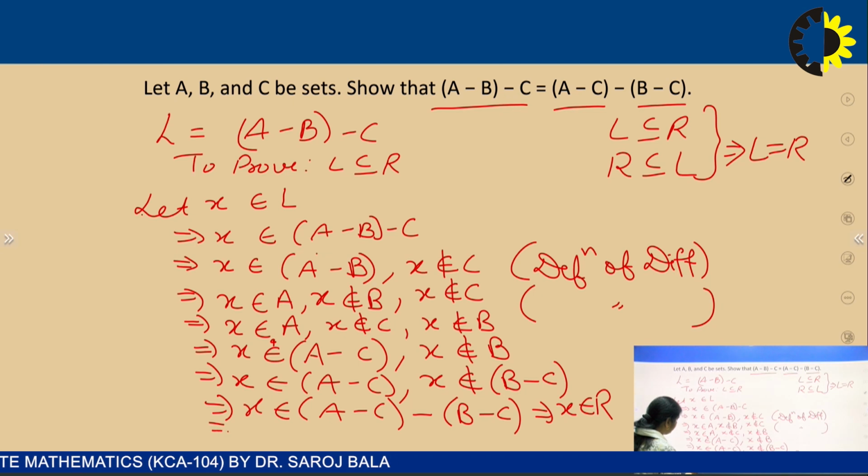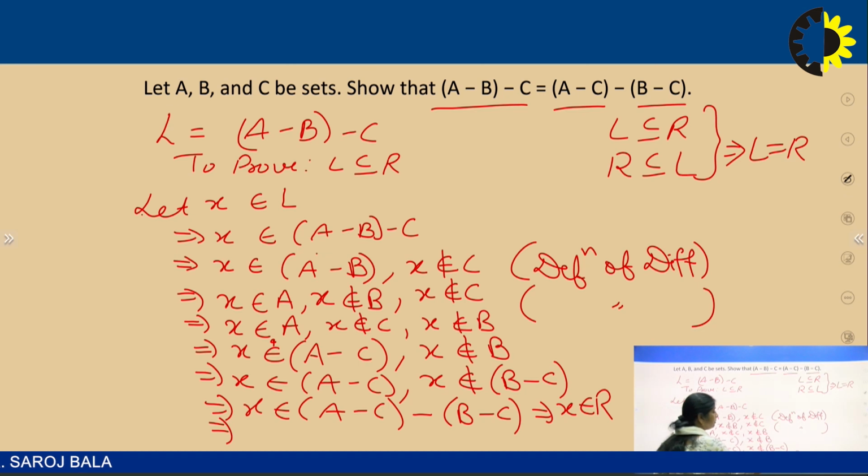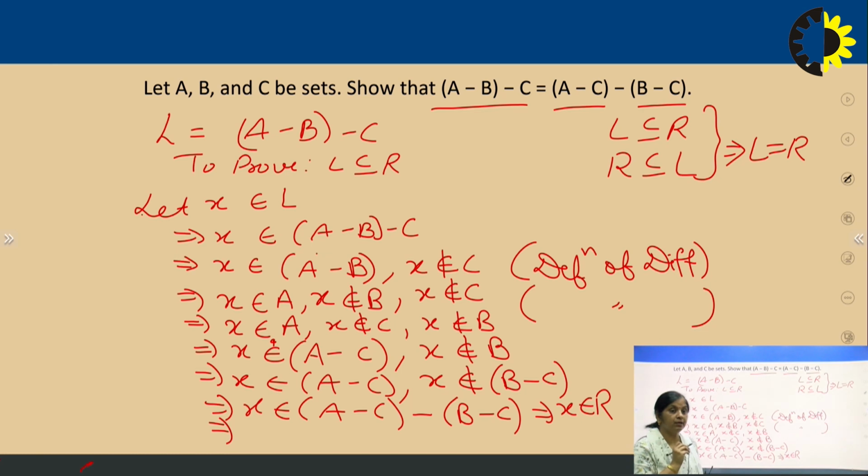What we have shown here is that we have taken any element of L and we are able to prove that it is also an element of R. So what does it mean? It means all the elements of L are present in R, so L is a subset of R. We have taken one element from the left hand side and shown that it is present on the right hand side by using a few properties and definitions. And one more thing we used here is the commutative property to rearrange these.